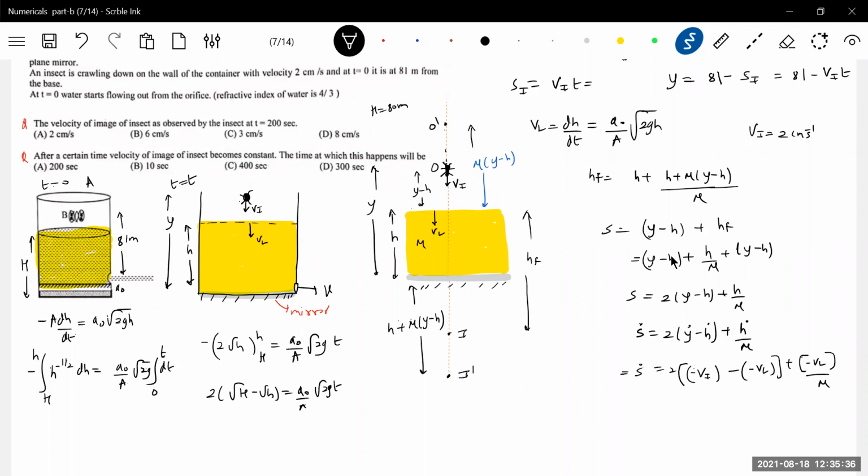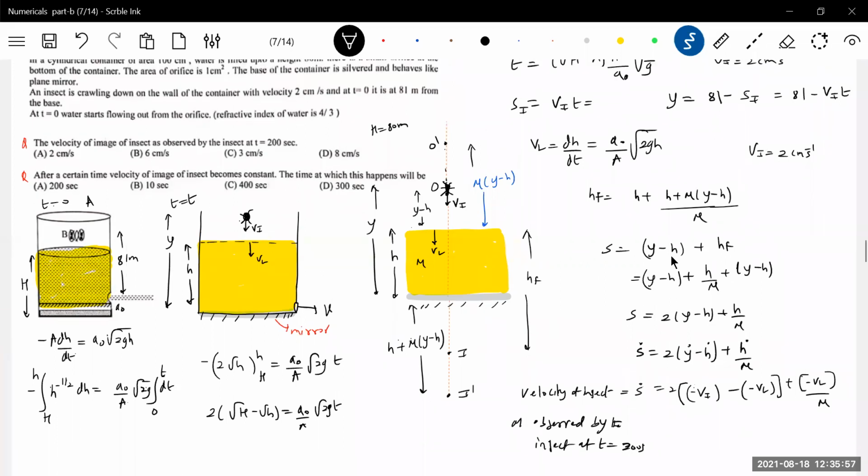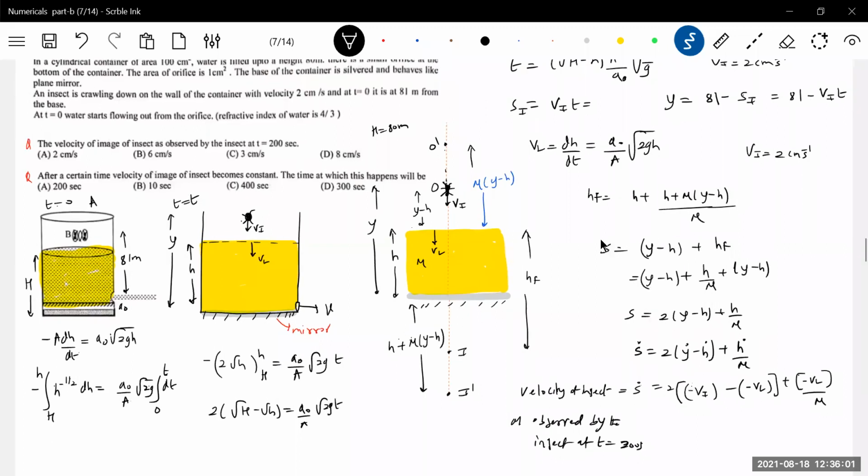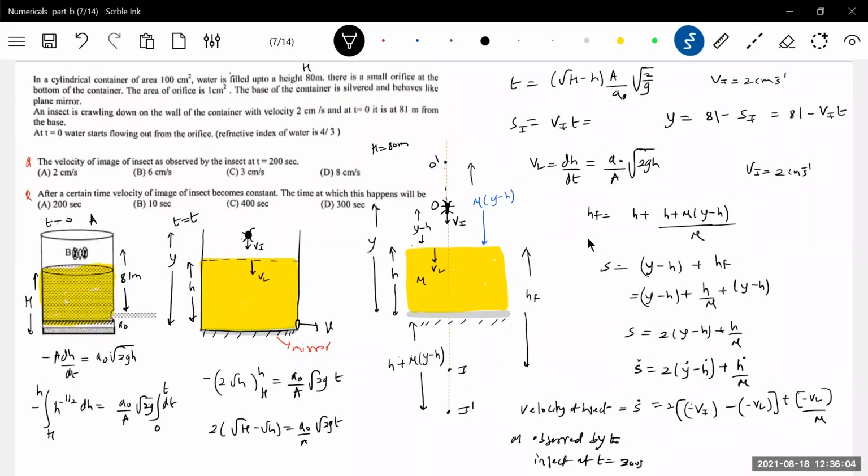Now what is the thing? The velocity of the insect as observed by the insect at t equal to 200 seconds. So what you should do here now, you have to substitute calculations. I think everything will come from calculation. I brought everything on the screen. Make observation.